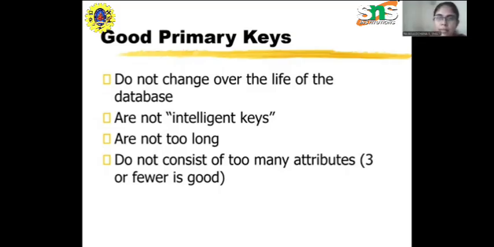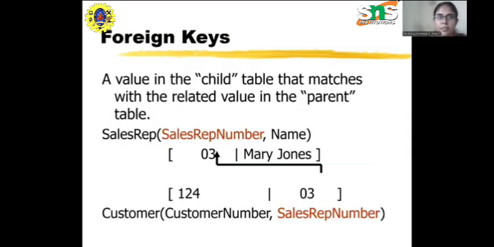So these are the conditions of choosing a good primary key. This you can go through. So primary keys will not be too long and they are not intelligent keys. They do not contain more than 3 attributes. So these are some of the constraints to choose a good primary key. So next we will see about what foreign key is about.